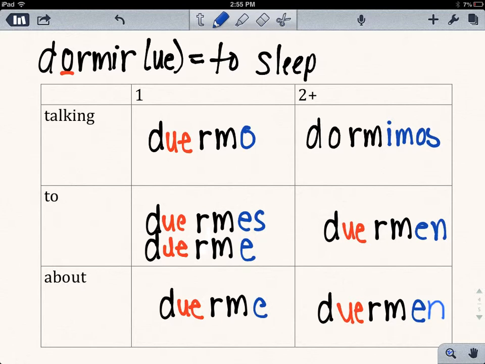Do you remember the verb that means to rest? It was descansar. We learned it earlier because descansar is a regular verb, whereas the verb dormir needs you to change this little guy here. But dormir means to sleep and descansar means to rest.